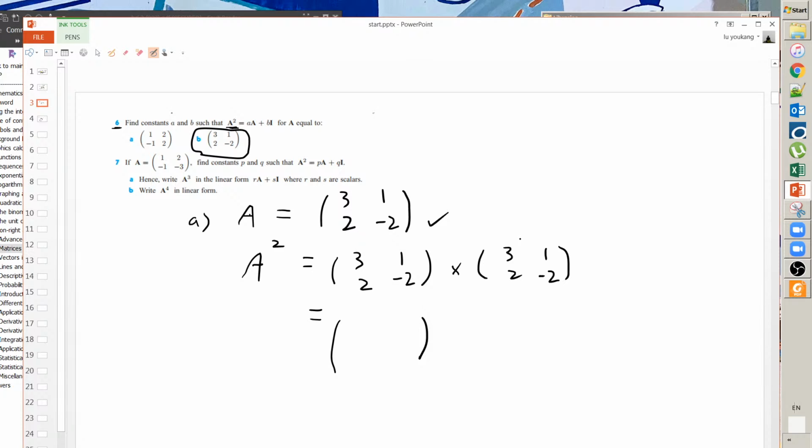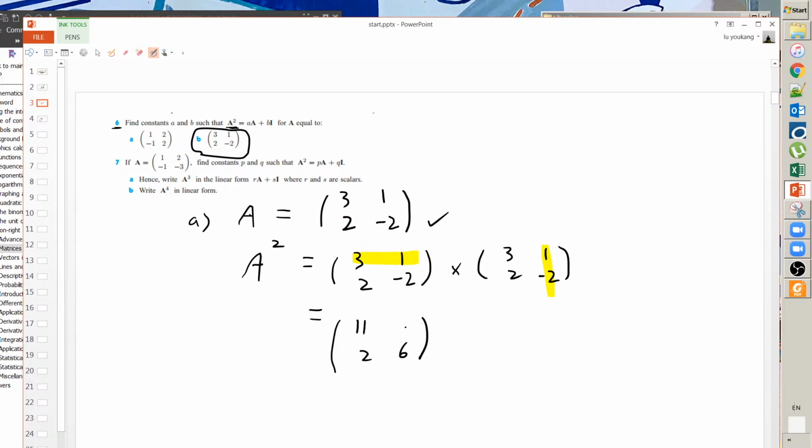A square is 11, 4, 2, 6. Okay, let's verify it together. So this is given by this one, right? It seems to me this should be 3 times 1 is 3, and then 1 times negative 2, it should be 3 minus 2. You're supposed to get 1 here, right? So it's not 4.